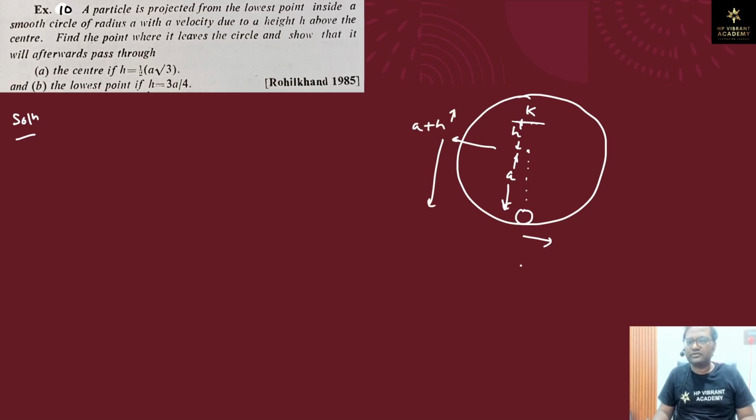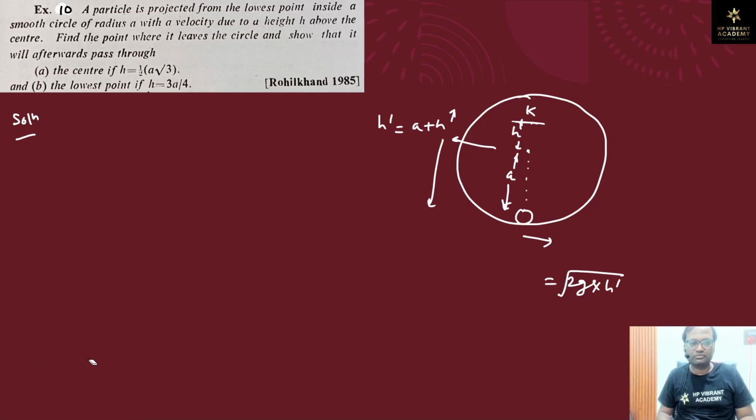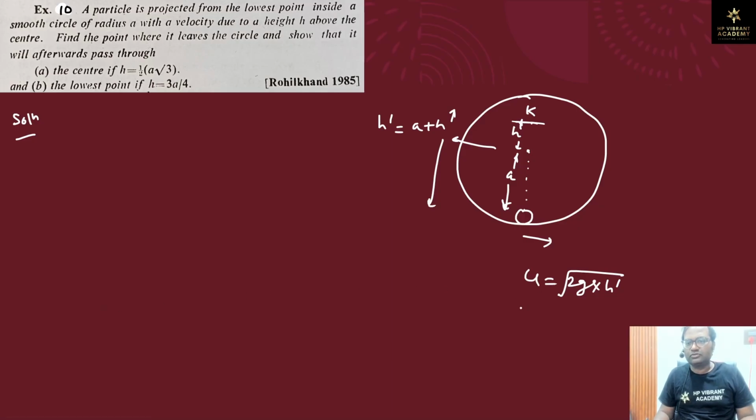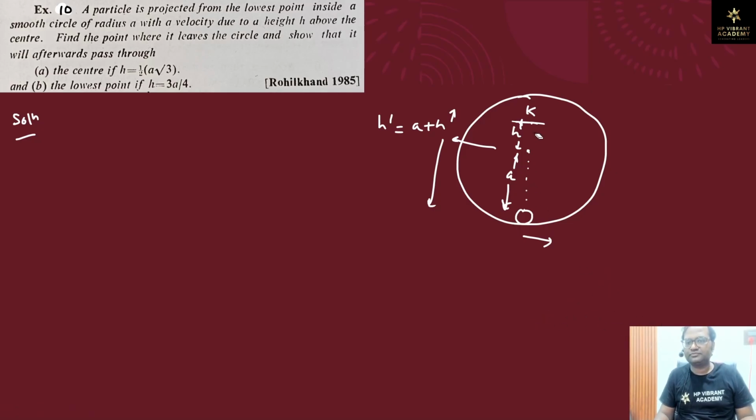So what will be the velocity? We have velocity equal to root under 2g into height. Let us consider this as h dash. The initial velocity we consider as u. So u is equal to root under 2g into a plus h. This is our initial velocity. So the particle is projected with an initial velocity of root 2g(a plus h).